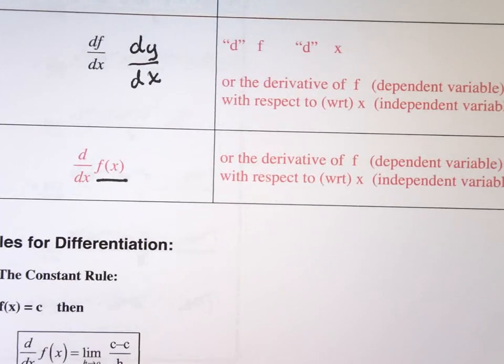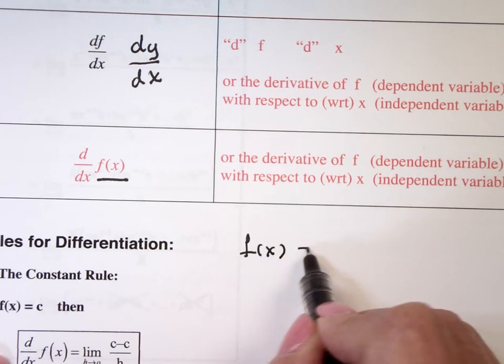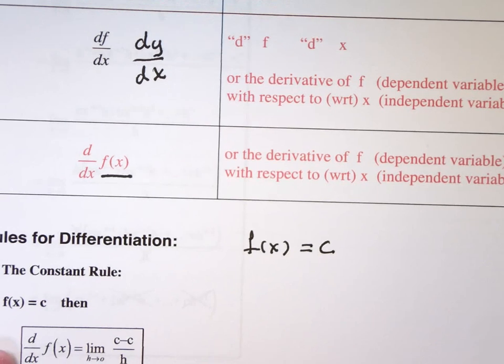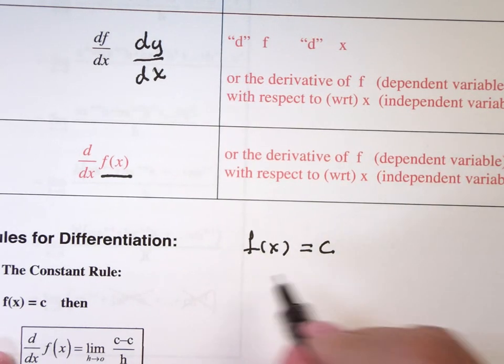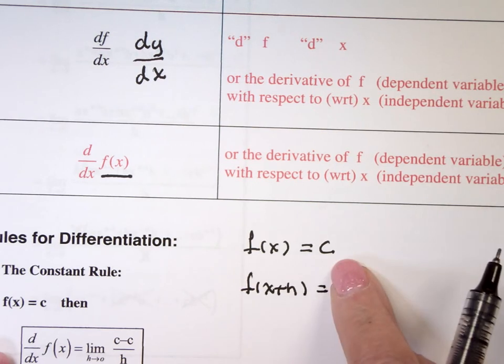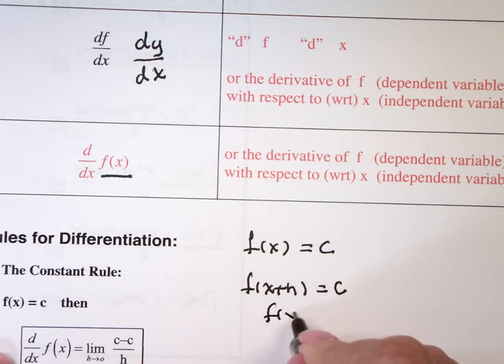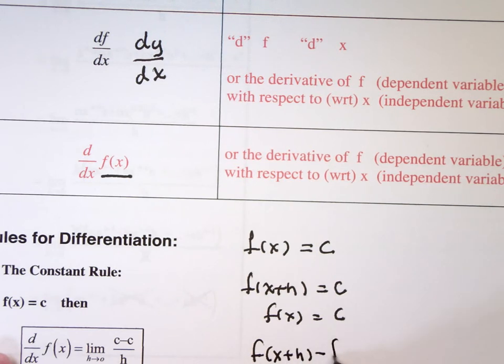So where this actually comes from is this. If I know that f of x is equal to c, then if I look at f of x plus h, well, there's no x, there's just c, so that's just c. The original problem is just c. I'm heading toward the difference quotient. If I take a look at f of x plus h minus f of x, that's c minus c. That's just 0.